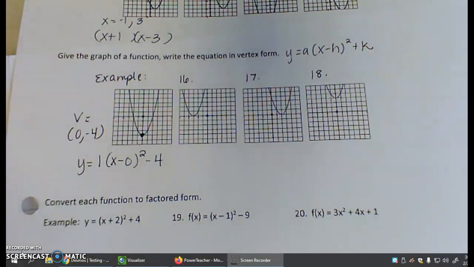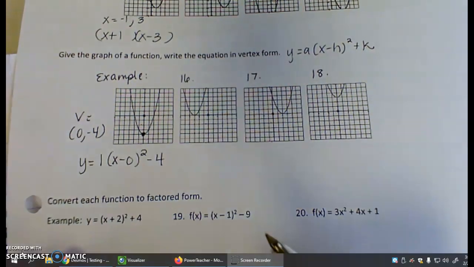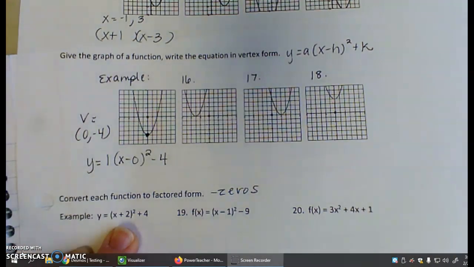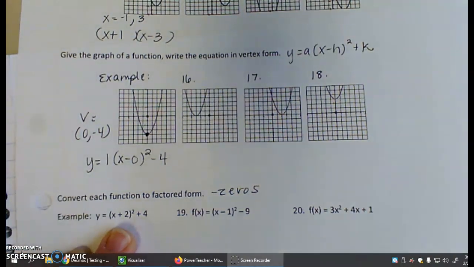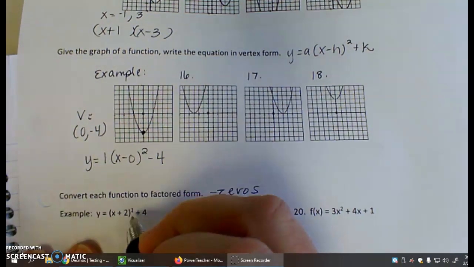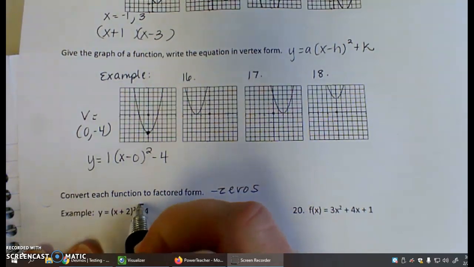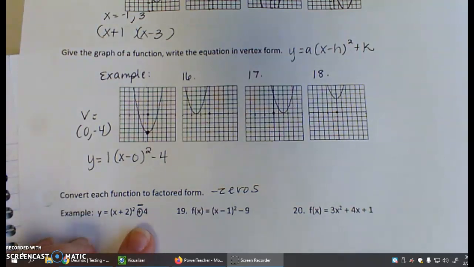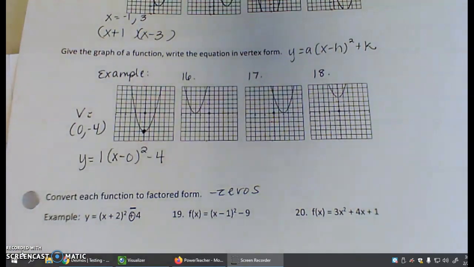Last one says to convert to factored form. If you're going to convert to factored form, that means I need to know the zeros. I can't look at that and know the zeros, so what we're going to do is graph it so that we can find the zeros. We're going to graph that in Desmos. Before I continue, I meant to remind you that this right here I wanted to change to a negative. It's not supposed to be a plus. It actually doesn't have any zeros if you put a plus in there, so we're going to put a negative when we put that in Desmos.